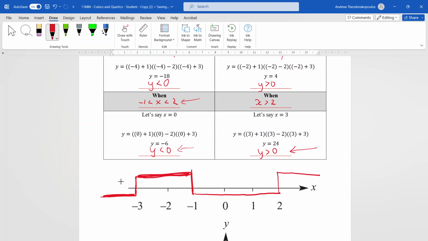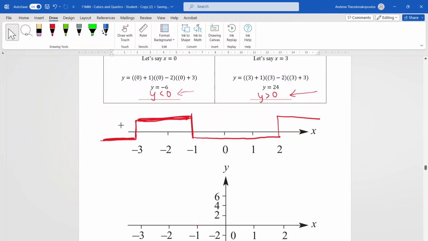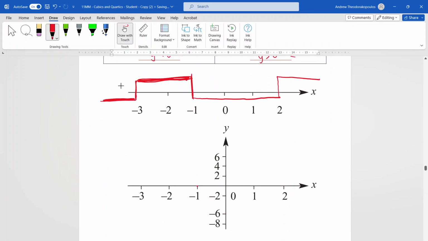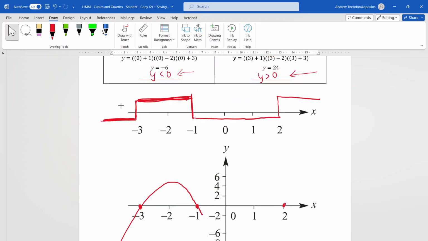So in other words, the graph is going to look something like this: we've got an x-intercept at -3, we've got x-intercepts at -1 and at 2, and we know that it starts below the line, goes above, hits this here. I've got to find out what my y-intercept was before I sketch this.